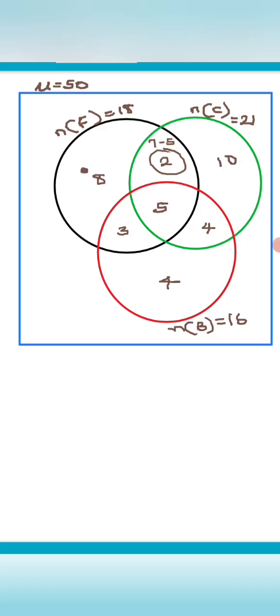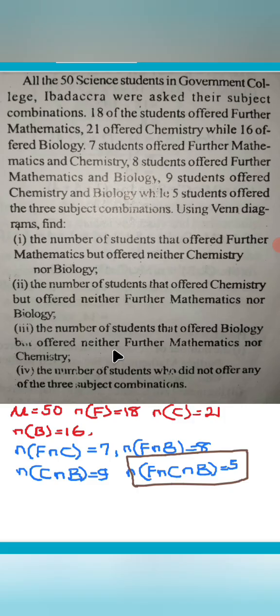So this is the Venn diagram here. It means when we add everything inside the circles, we have to get 50. If we don't get 50, it means there are some students that did not offer any of the combinations. So let's try that. We have 8 plus 2, 10, plus 10, 20, plus 5, 25, plus 3, 28, plus 4, 32, plus 4, that's 36. When we subtract that from 50, that will give us 14, which means there are 14 students that offer none of the 3 subjects. So let's go back to the question and answer them.